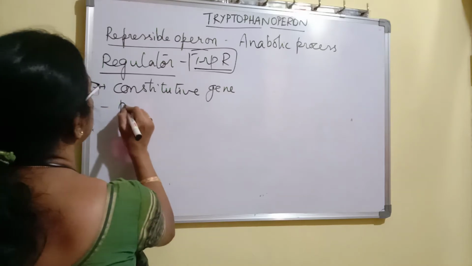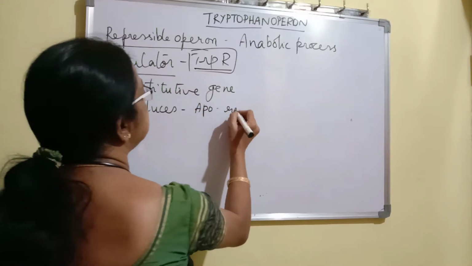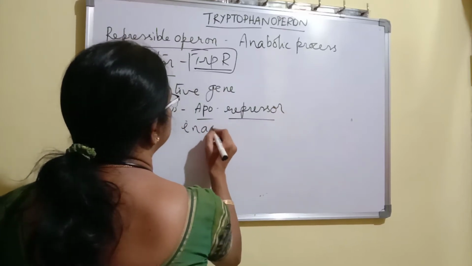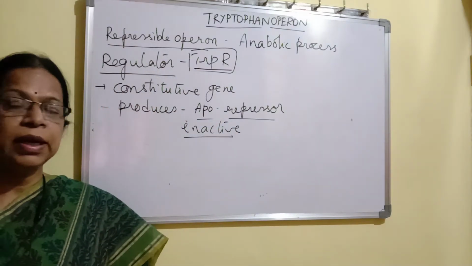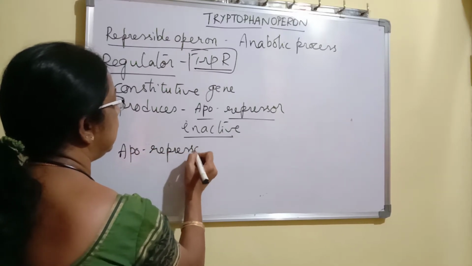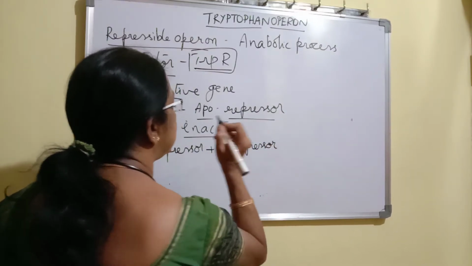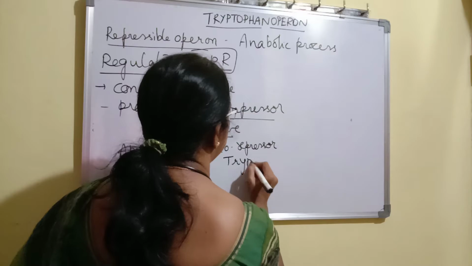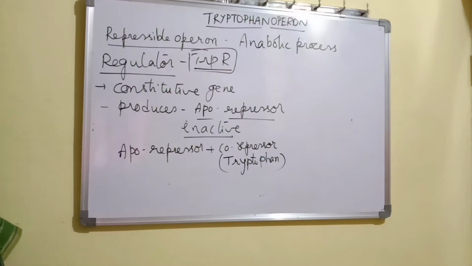This regulatory gene produces aporepressor. This is a protein called aporepressor, which is an inactive form of repressor. This aporepressor must combine with a co-repressor. So what is the co-repressor here? It is tryptophan, that is the end product. Tryptophan, the end product, is called a co-repressor.